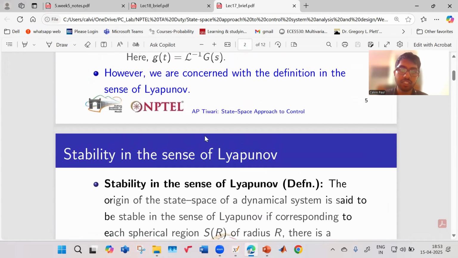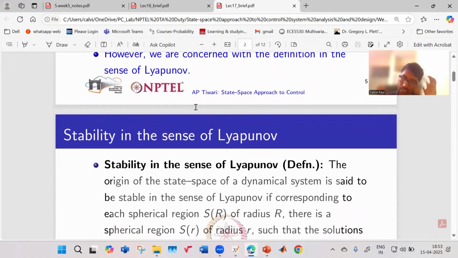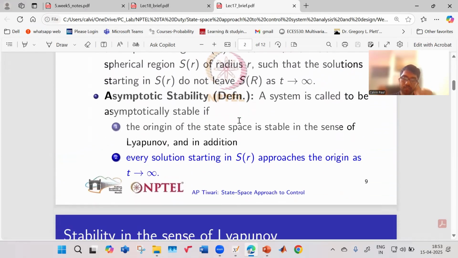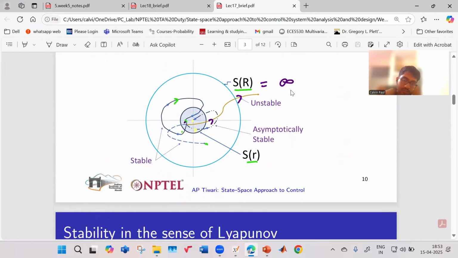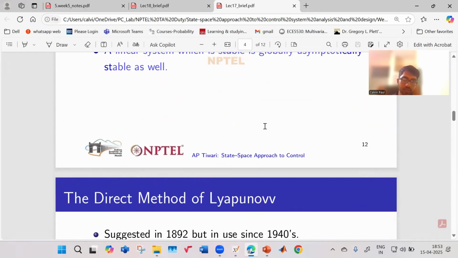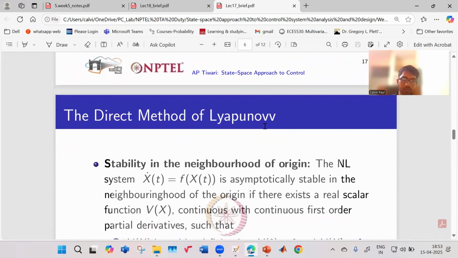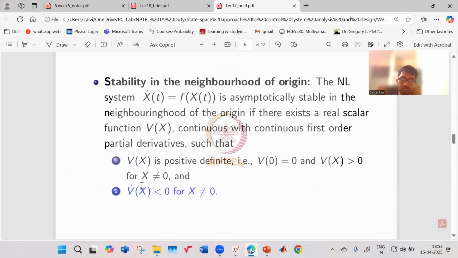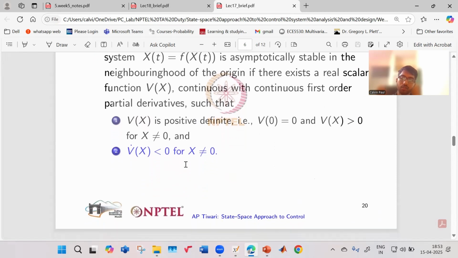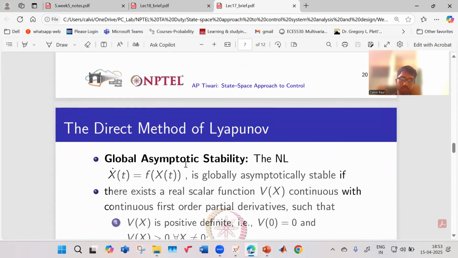One definition of stability is that the poles are in the left half of the S plane. Where we consider stability in the neighborhood of the origin, we are considering a function V of x. This V of x should be positive definite, V of 0 is 0, and V of x should be greater than 0 when x is not at the origin. Then the derivative of V should be less than 0 when the point is not at the origin.